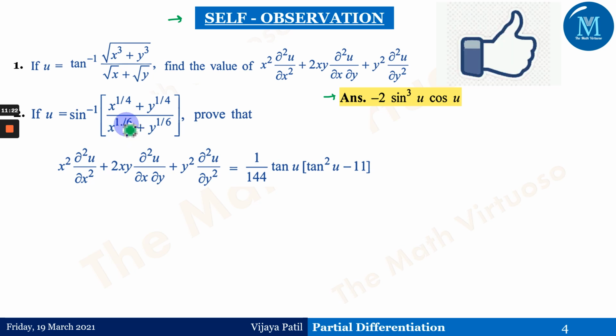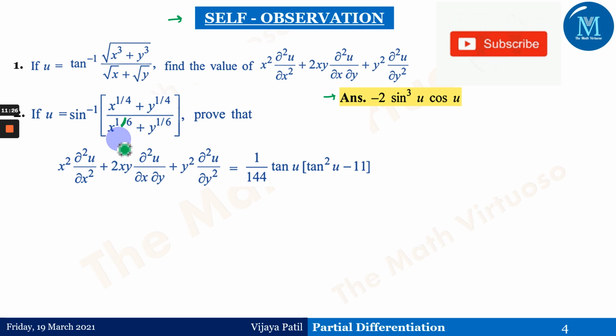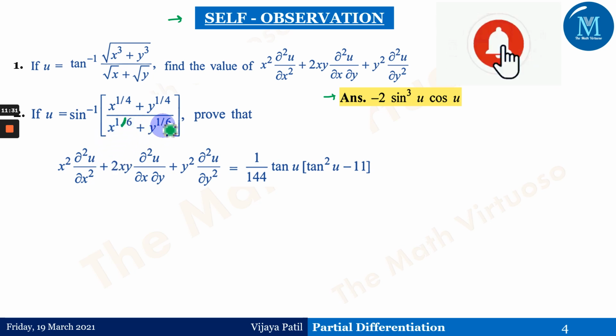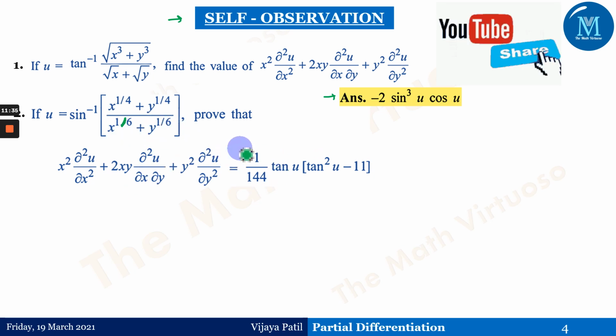This is not 1.6, it's 1 by 6. Please make the correction here. It's not 1 by 1.6, it is 1 by 6, so it's x to the power 1 by 6 plus y to the power 1 by 6. So it's like this, and this is the self-observation slide.